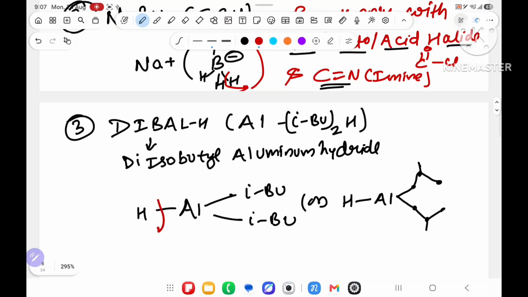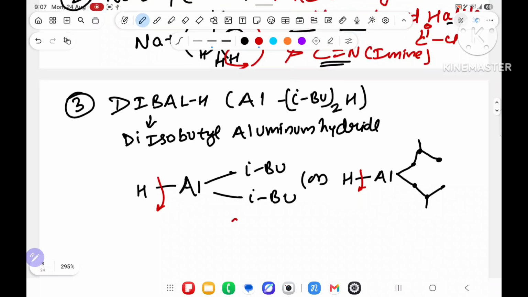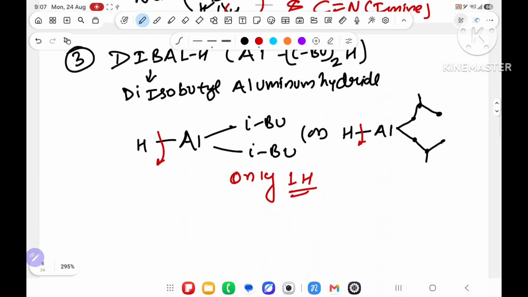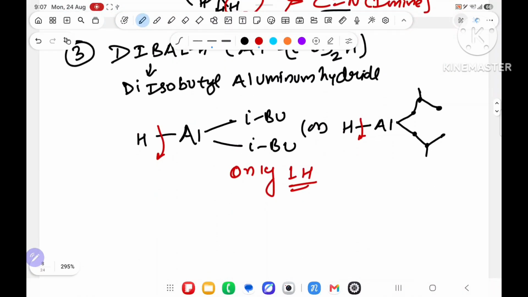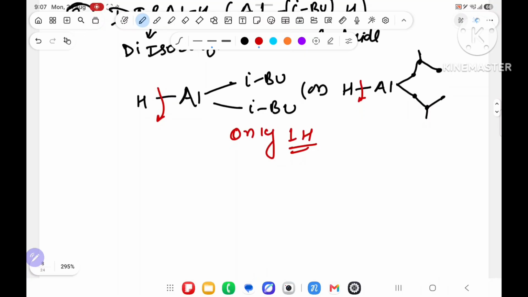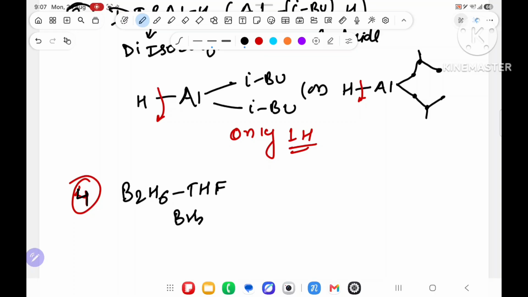Now it will also give hydrogen because it has a more stable bond, it will give hydrogen, and over here only one H, only one hydrogen. LAH has 4 hydrogen, but di-isobutyl aluminum hydride has only one hydrogen. What is the use of that? That I will dictate. Fourth reagent we have is B2H6 in presence of THF, that is also written as BH3.